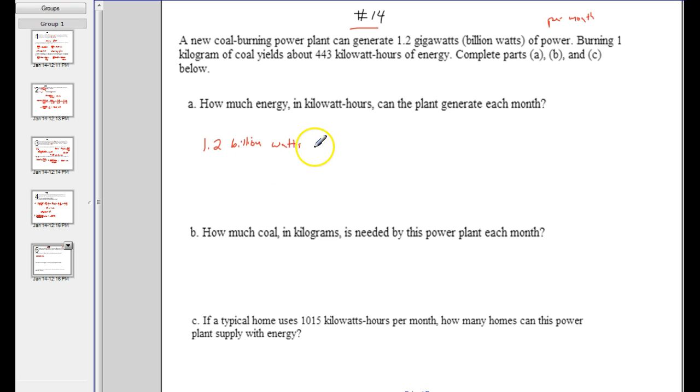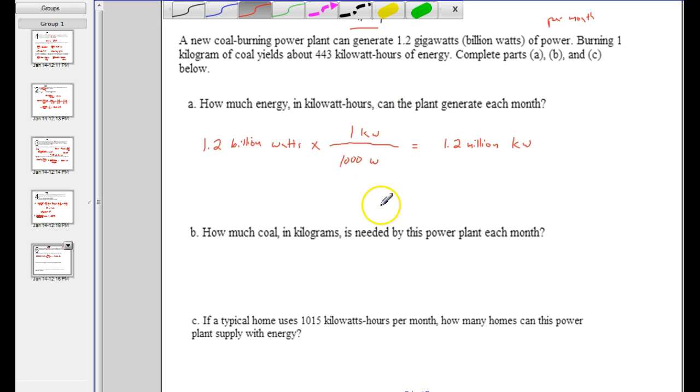Okay, and then to convert that, there are 1,000 watts in 1 kilowatt. So if we divide 1.2 billion by 1,000, we end up with 1.2 million kilowatts. A billion is 1,000 million, so if we divide billion by 1,000, we get millions. But our units cancel. That's the thing I want you to see here. Watts cancels with watts, and we're left with kilowatts.